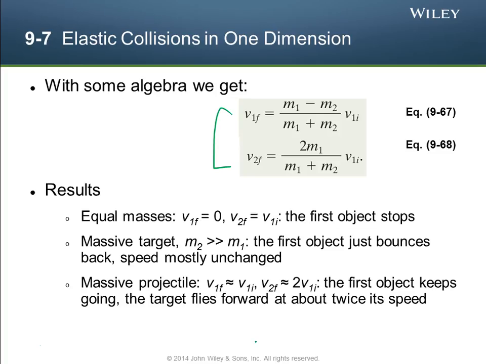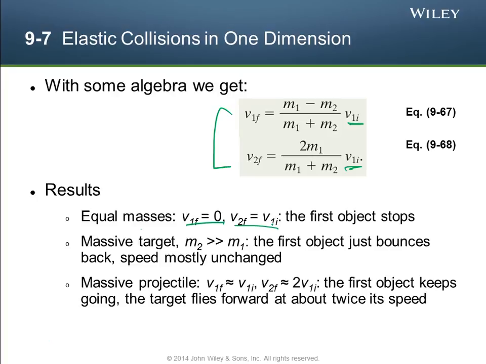And so we can find the final velocities of those two based on this ratio of that initial velocity coming in. All right, now, what are the implications of this? Well, if we have equal masses, then the final velocity of 1 is going to be 0. It's just going to stop dead in its tracks. And the velocity of 2 is going to be equal to the initial velocity of the object coming in.